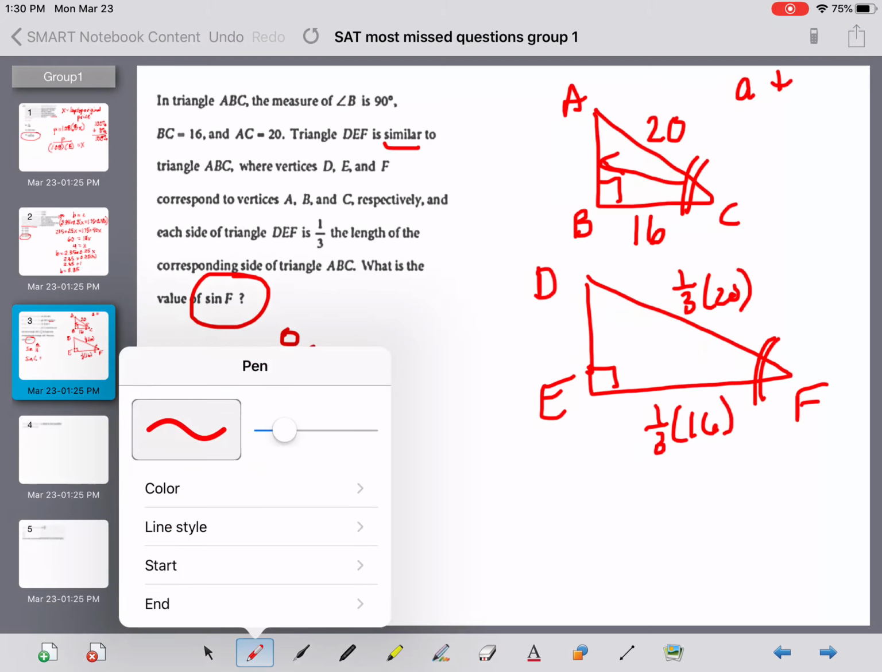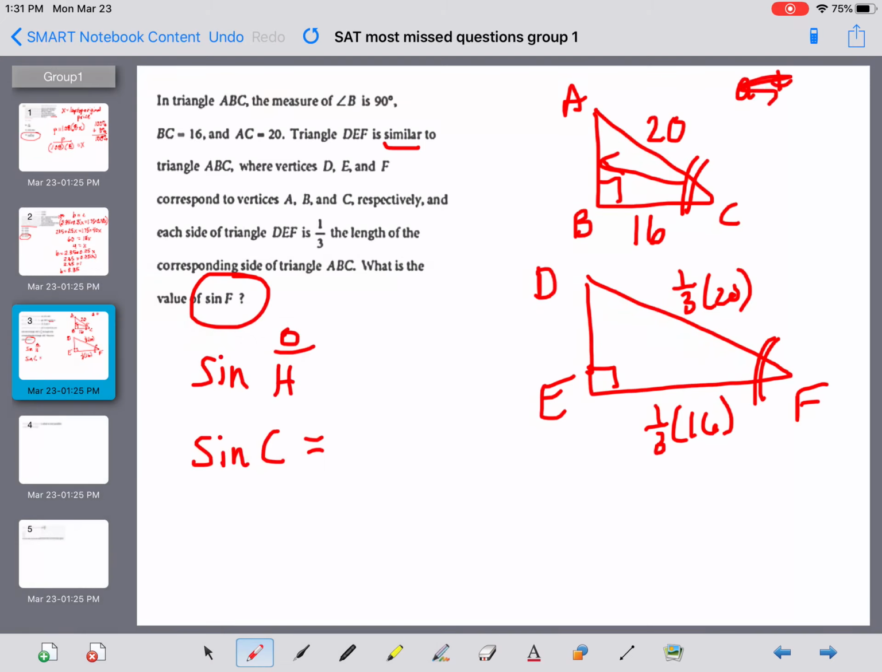Losing my pen here. Don't know what's happening. Okay, we're just going to cross off that.